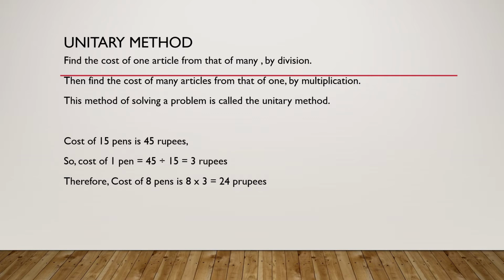Now after division, she has got the cost of one article, correct? But she needs 8 pens. So, because she has found the cost of one article by division, now she will multiply it by the number of articles she wants and she will get the answer. This method of solving a problem is called the unitary method.